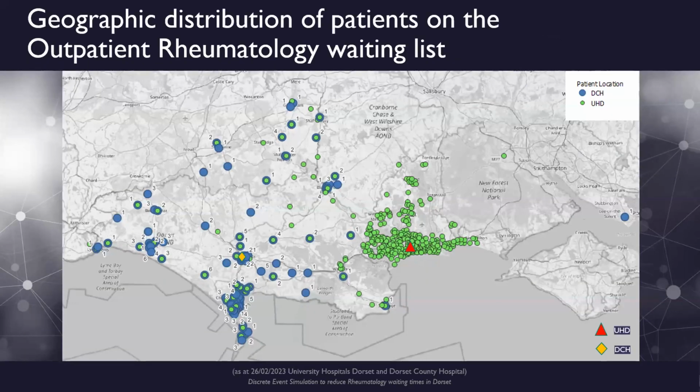We did some patient mapping in QGIS, which showed that patients living in the west generally went to Dorset County Hospital, and patients living in the east usually went to University Hospitals Dorset. So through some stakeholder engagement, we learned that a patient is added to a hospital's waiting list according to their postcode, which explains this east-west divide that we see.